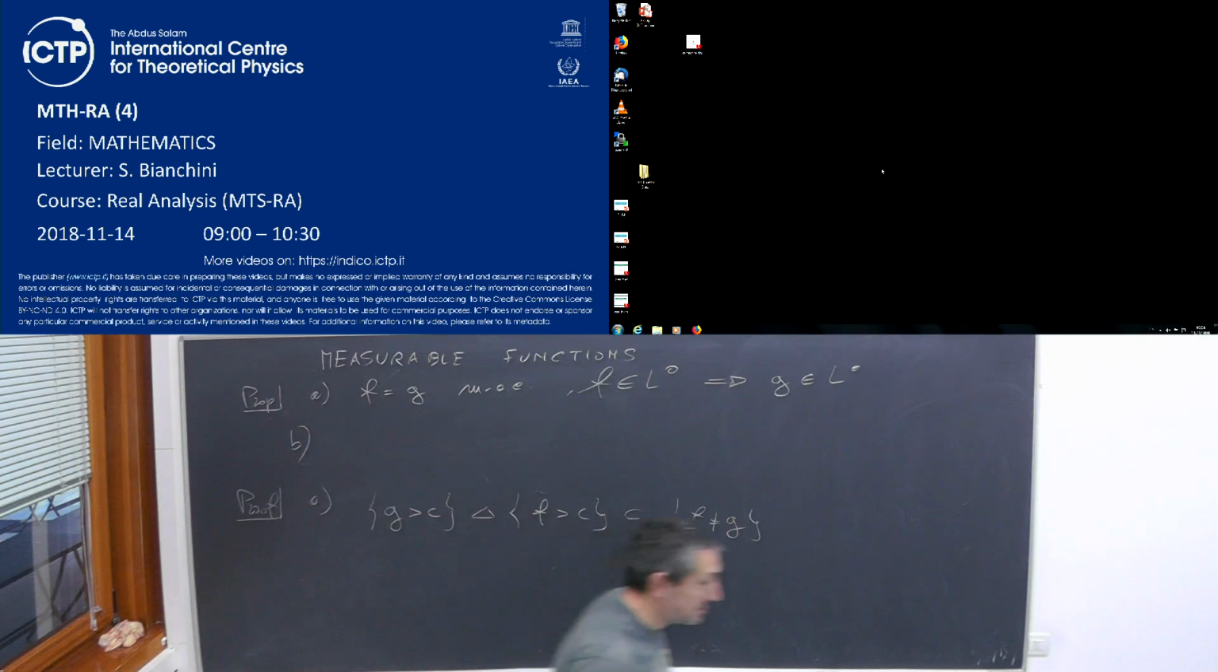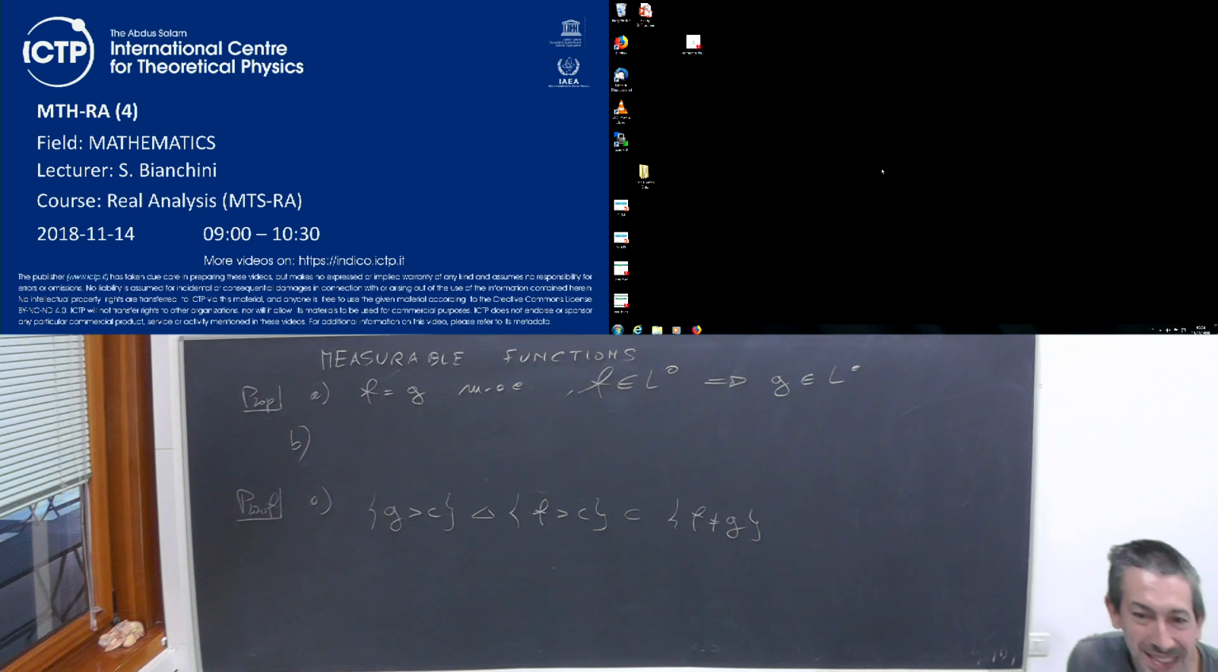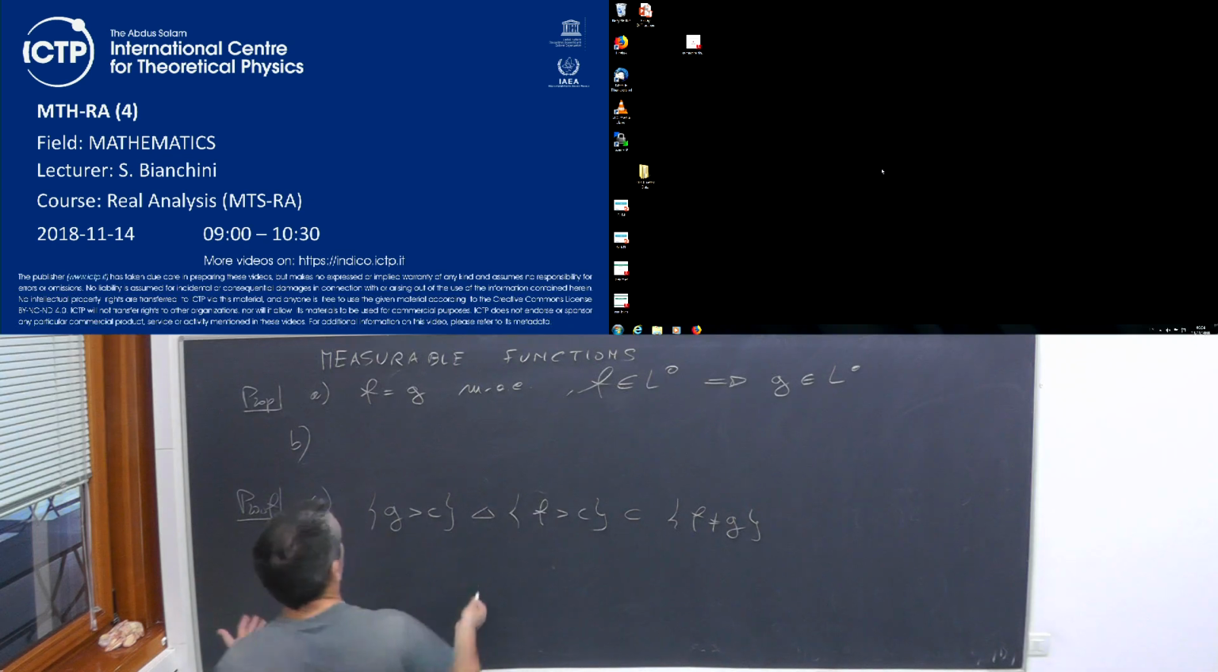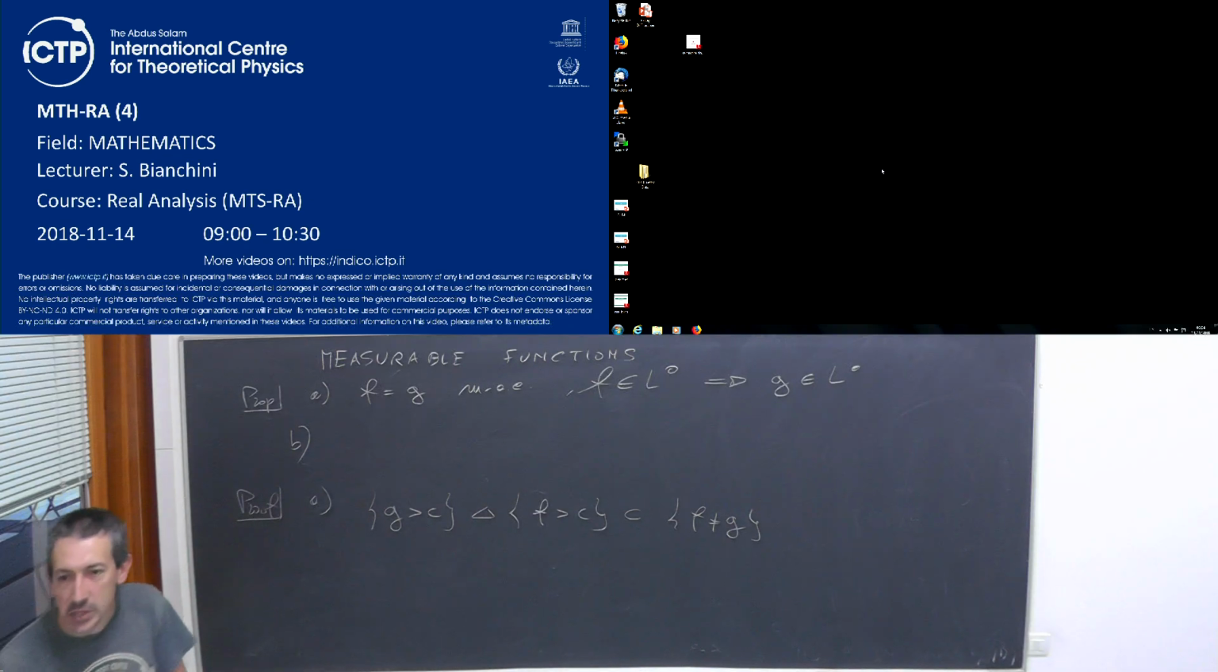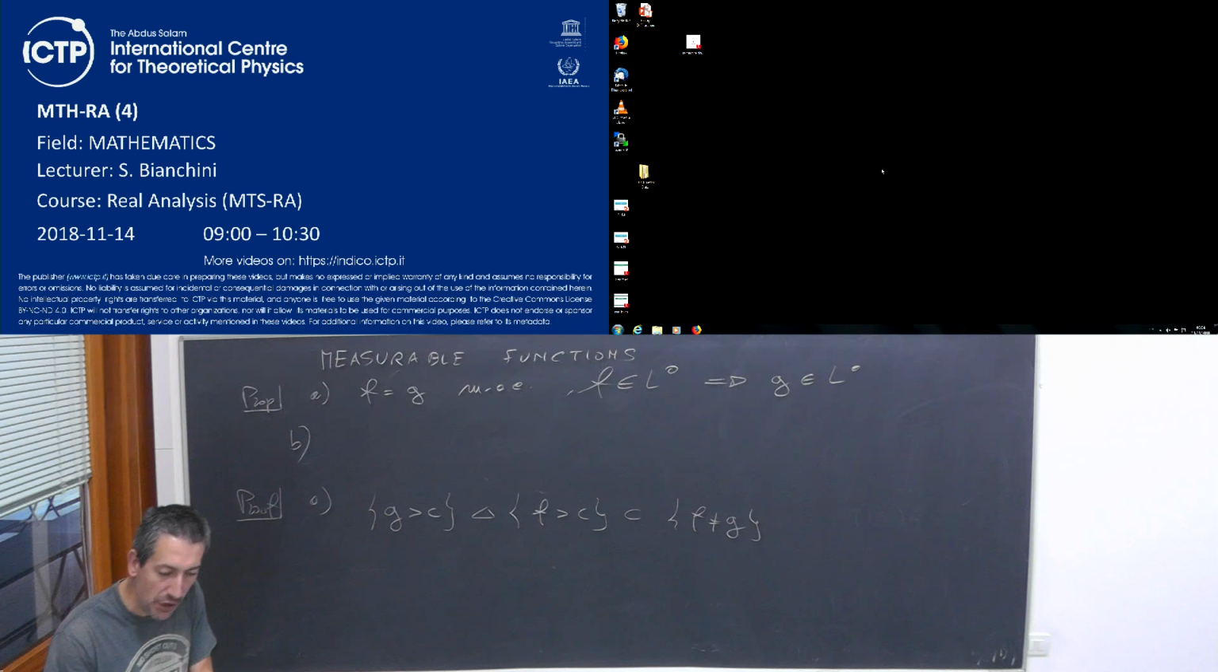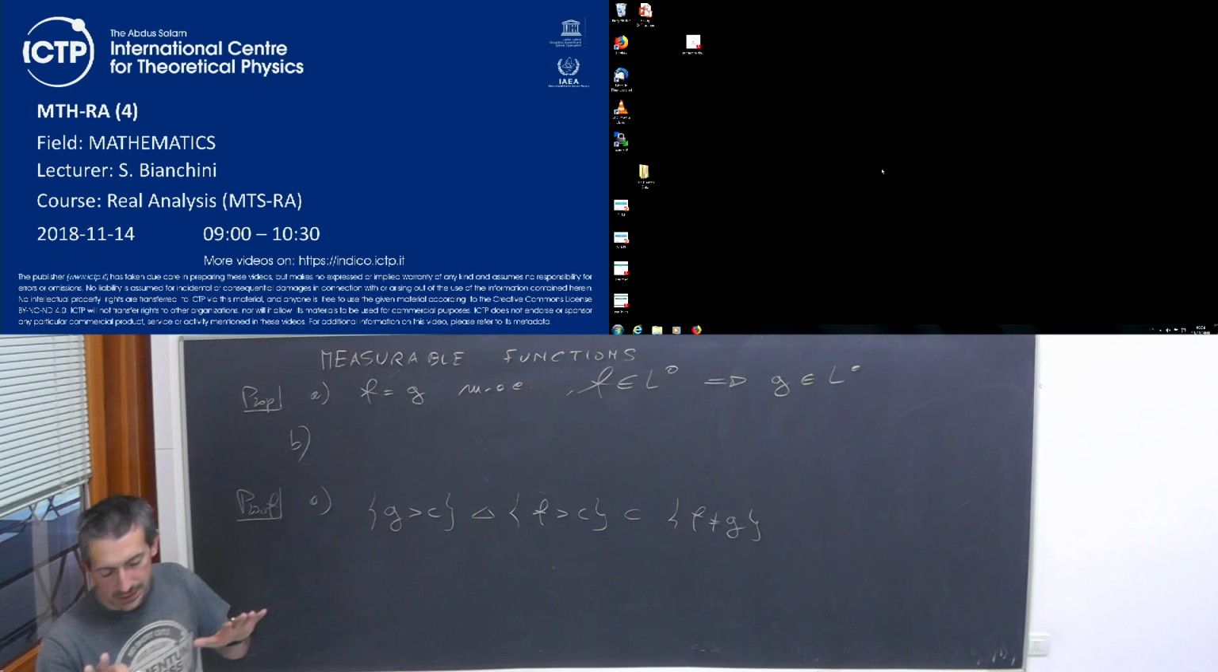So I don't remember which was the other condition. Okay, maybe the sum of measurable sets. We will see later. These are just the operations you can perform in order to give measurability. Because I give you a function, and then is this measurable or not?